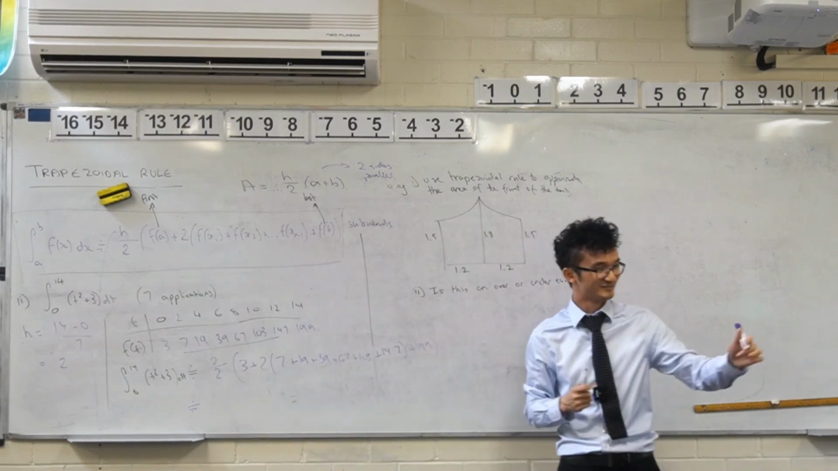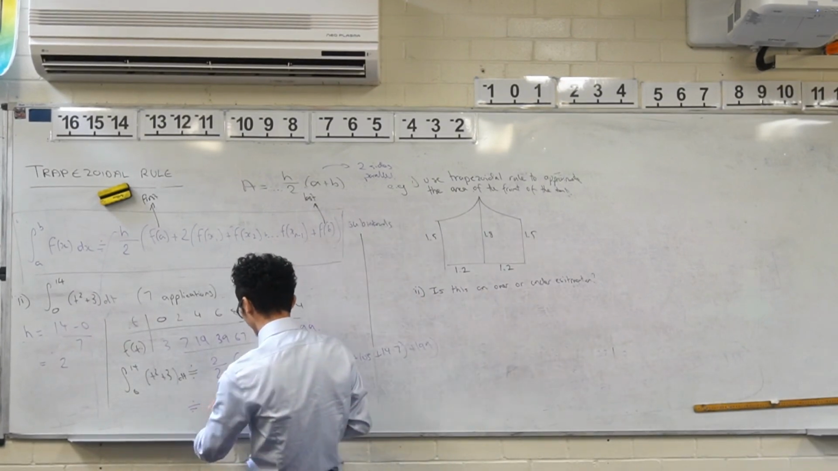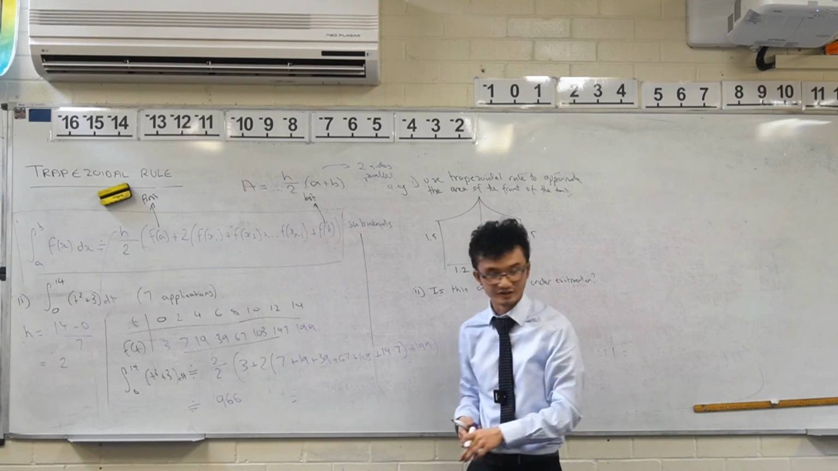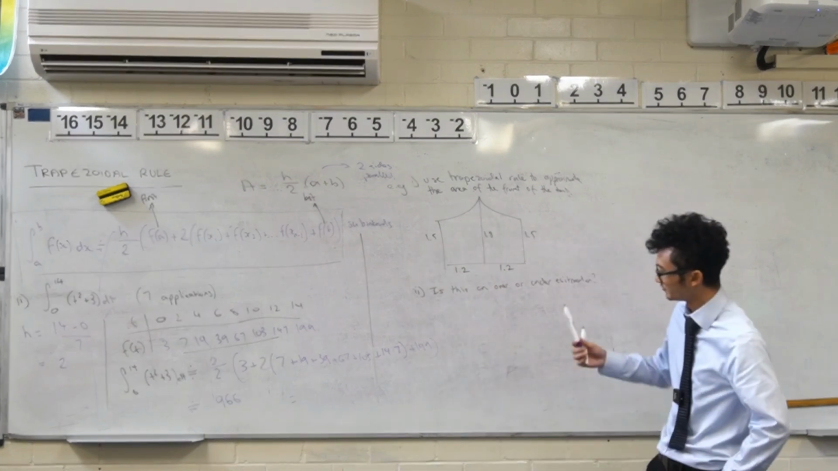And what did you say you got, Cal? 966. I mean, you're getting some pretty far x values, so it makes sense. Was that decimals at all? Yep. Okay, cool. So it's a pretty nice approximation.